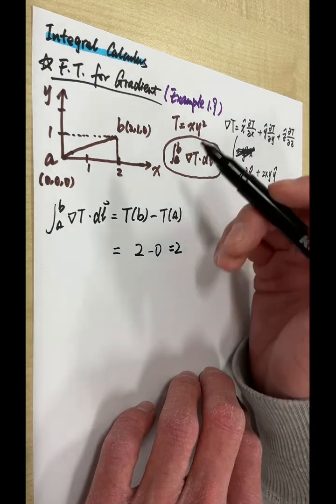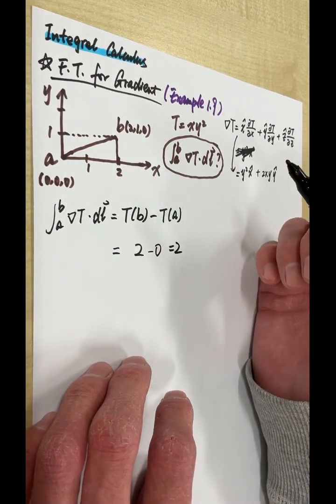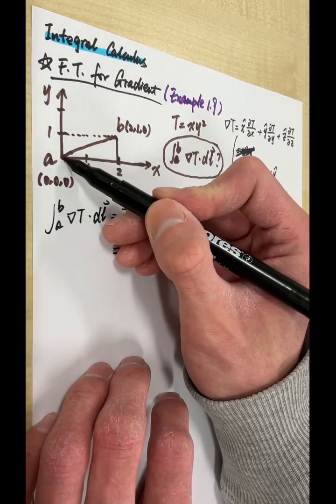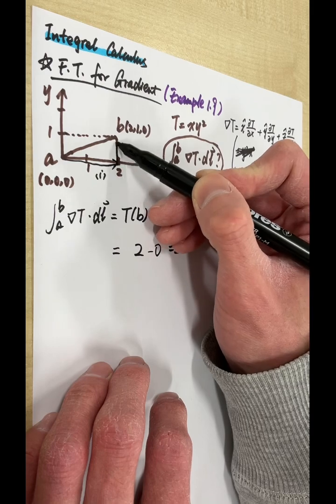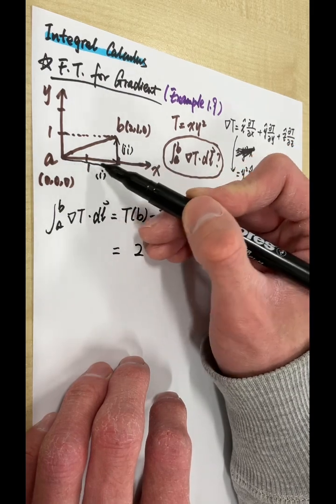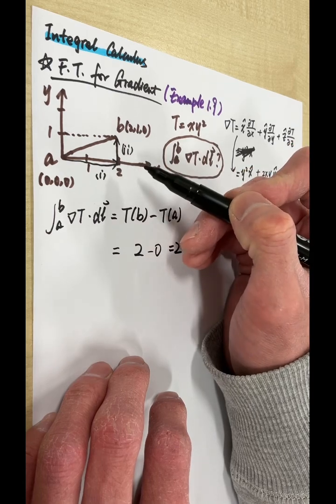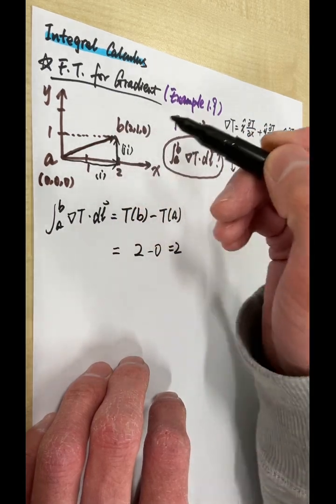We have many ways of doing this line integral. One way is we take this path 1, and then we take this path 2, and we arrive at B. So from A to B, like this. Alternatively, we can directly take the straight line.